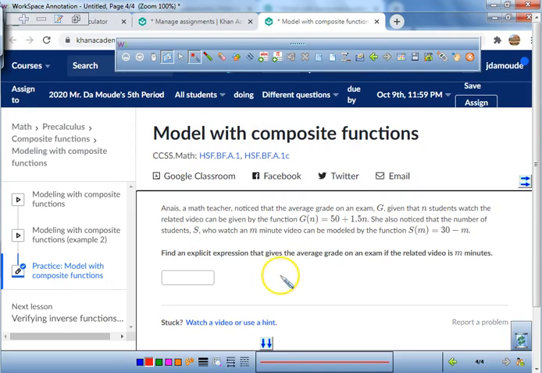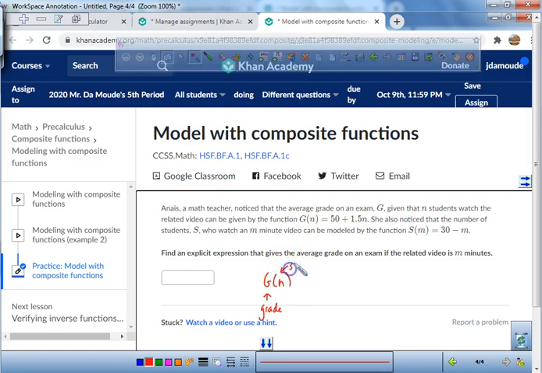So I'm going to go ahead and write that function down. I'm going to write G of N, and G represents the grade, the overall average of grades, and N represents the number of students that watched a video. Plus 50 plus 1.5 N. So for example, if there were 10 students that watched a video, then the overall average would be 65. If you plug in a 10, 50 plus 15 gets you 65, the overall average exam grade.